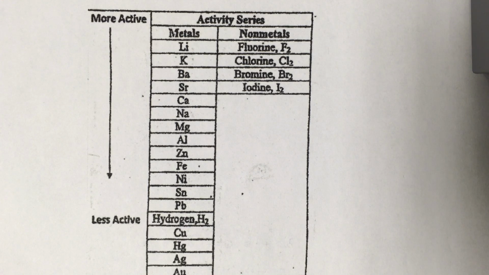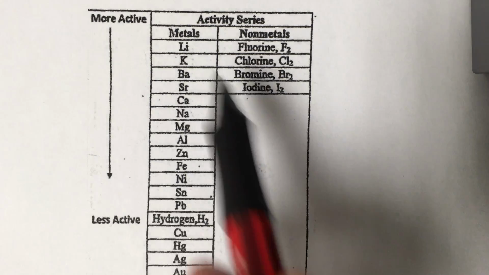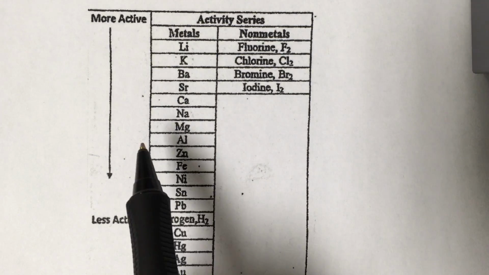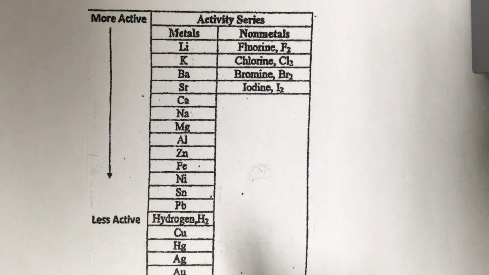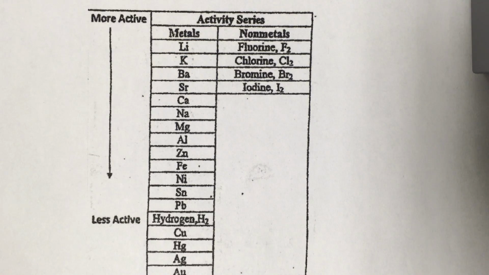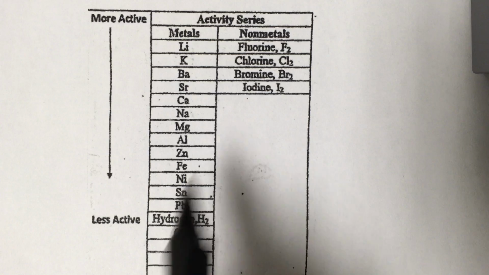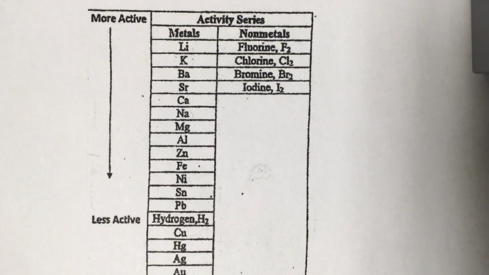All right, the last thing that you need to do is you have to be able to use an activity series. And the activity series tells us which elements are more reactive than the others. You're using these basically to figure out if a reaction is going to take place or not. And to do that, well, you got to have a reaction.